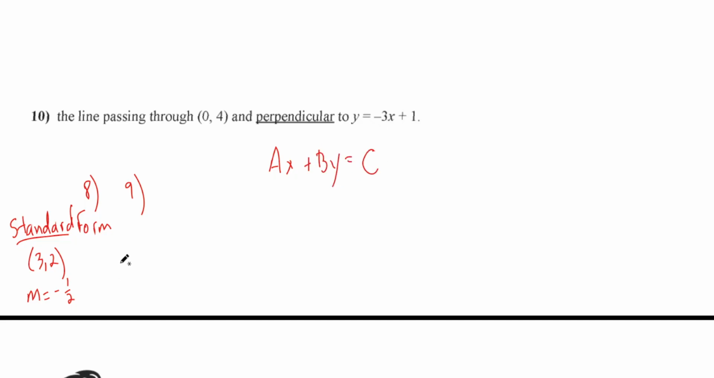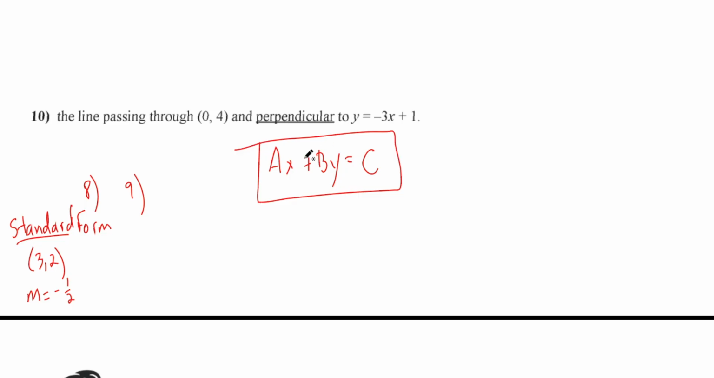All right? Okay, and then 9, we're going to write it equals C. All right? I think, depends what book you look at, they put plus C equals 0, but let's write it in standard form like this.